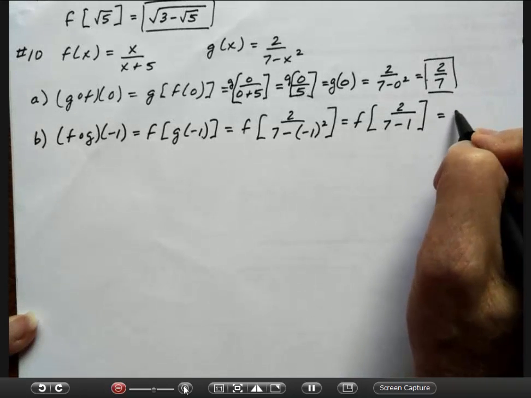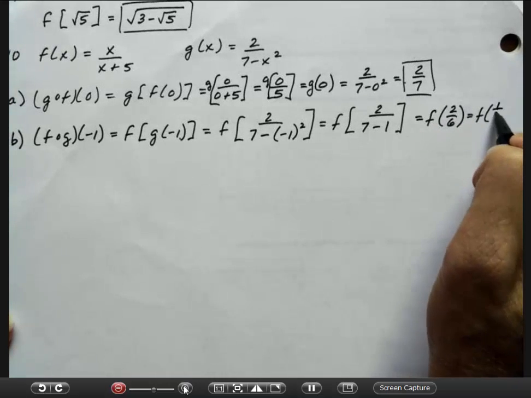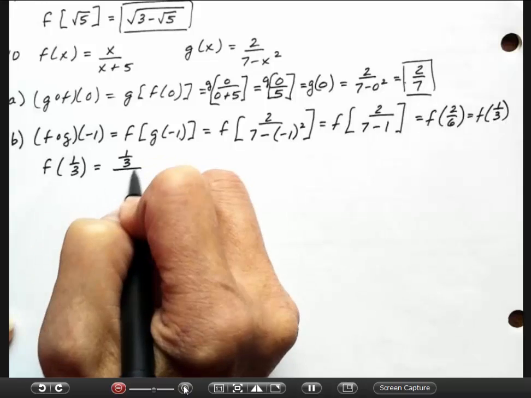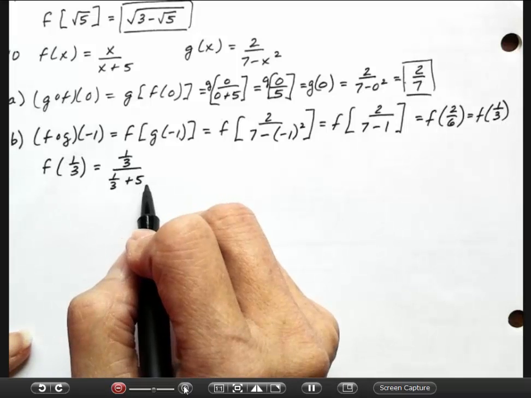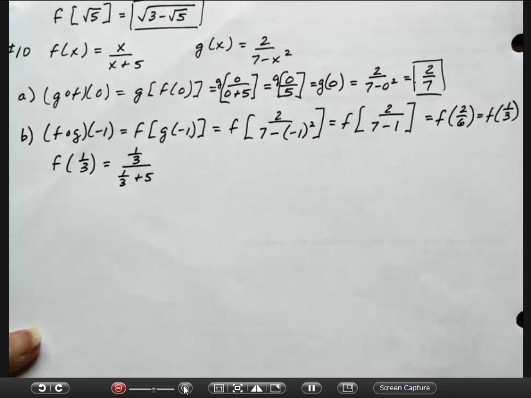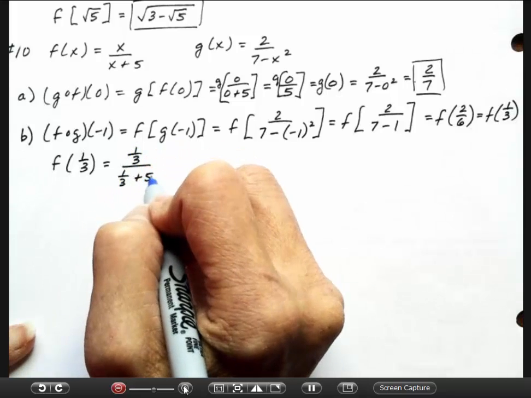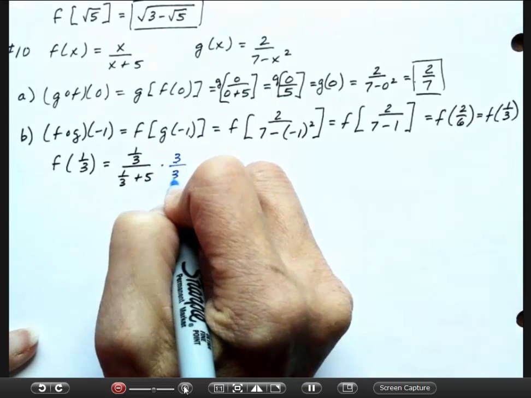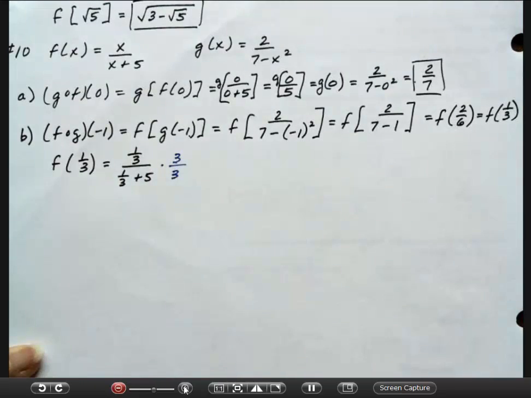So now I need to find f of 2/6, which is the same as f of 1/3. So into my f function, I'm going to put 1/3. I end up with 1/3 over 1/3 plus 5. Now looking at this function right here, to simplify this complex fraction, I'm going to multiply both the numerator and the denominator by 3, because that is the LCD of my numerator. It also happens to be the LCD of my denominator. So I'm always looking for the LCD of the entire fraction. In this case, it's 3. So I'm going to multiply my complex fraction by 3. In essence, I'm multiplying by 1. So I haven't changed the fraction.